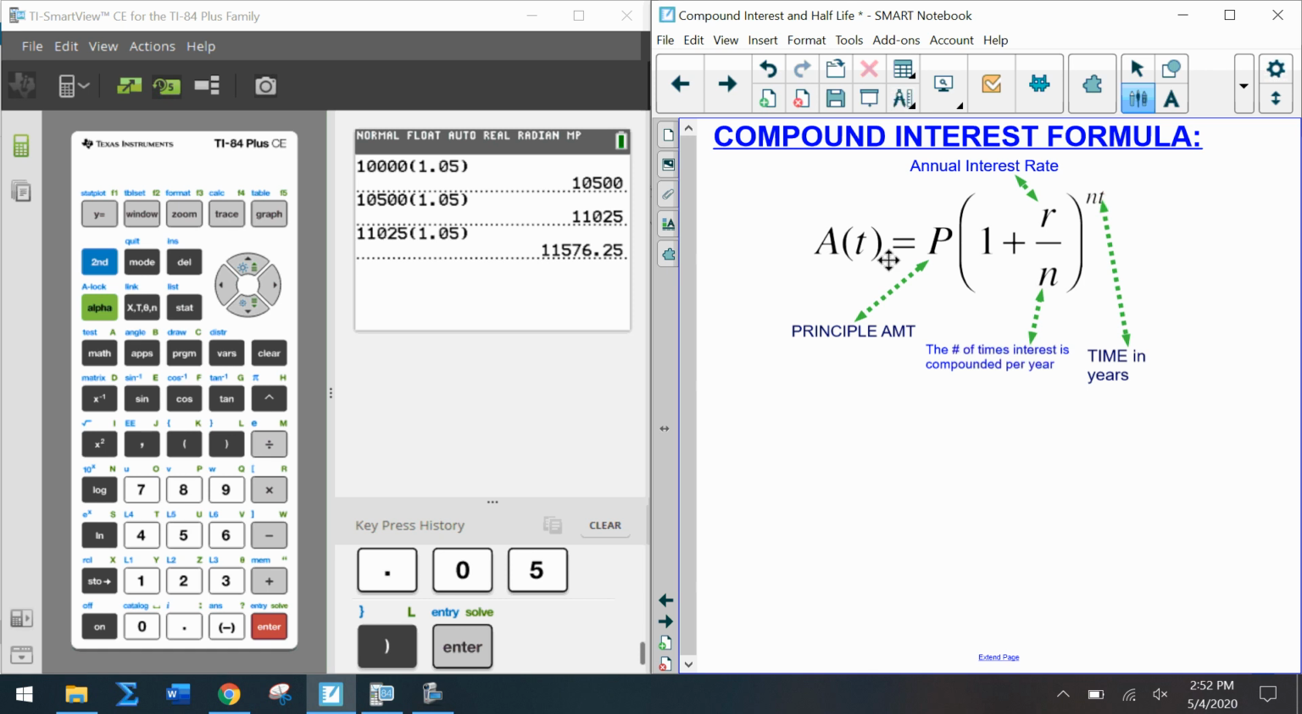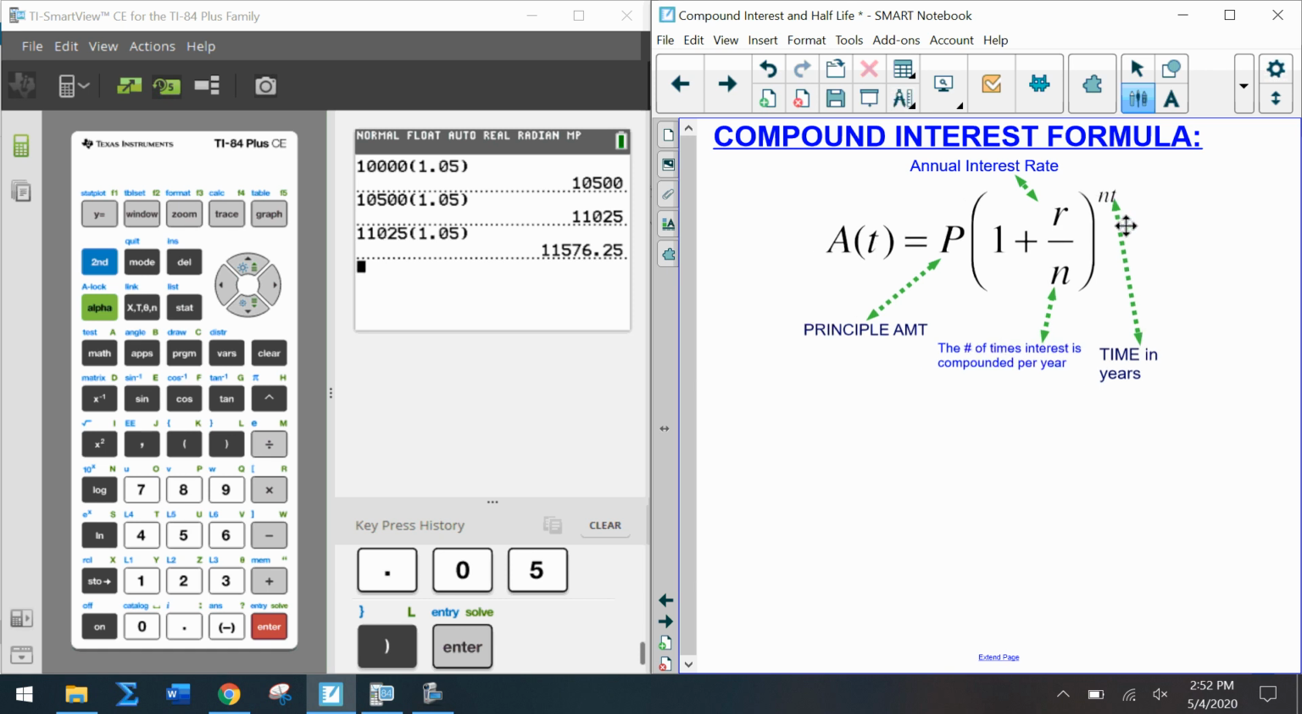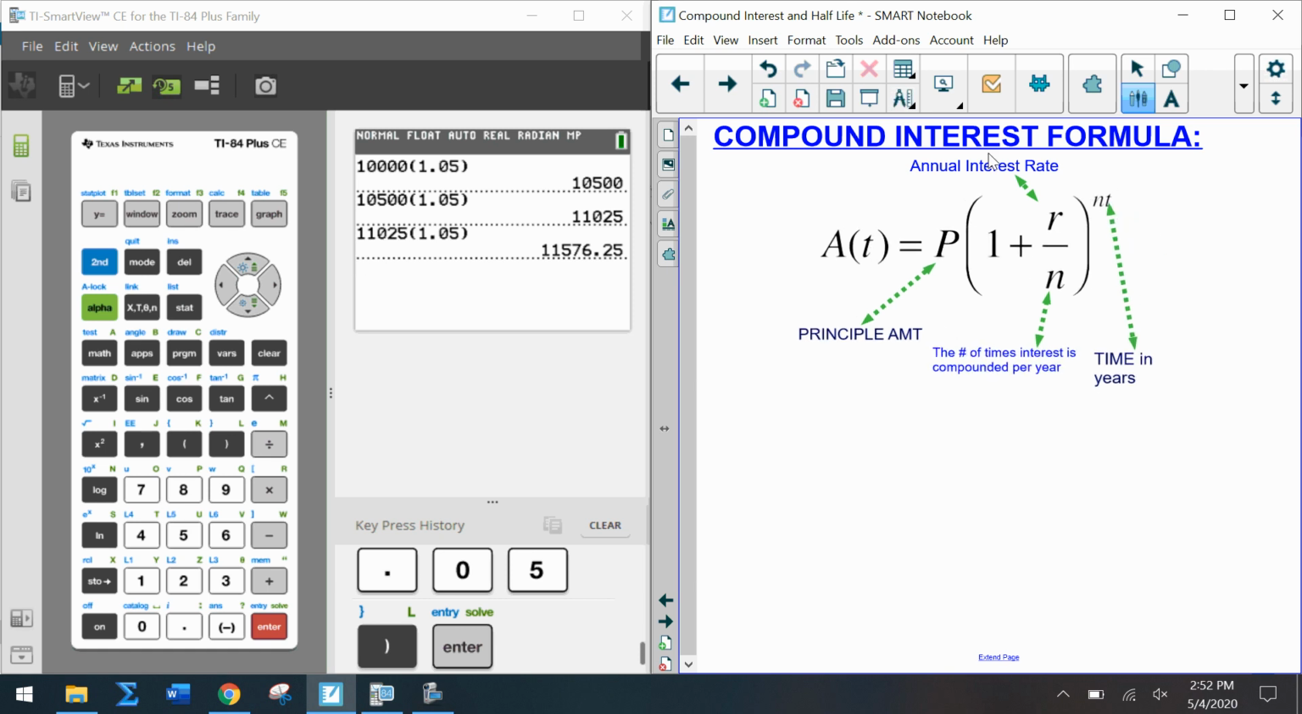Okay, so we have our amount in the account after t years, A of t, equals P, the principal amount, the amount we started with initially, times (1 plus r over n) to the nt, where r is your annual interest rate, n is the number of times interest is compounded per year, and t is the time in years. So n is still in the exponent, and then t, how many years have gone by.